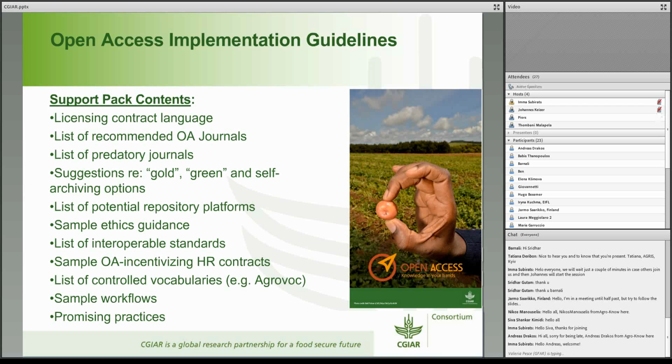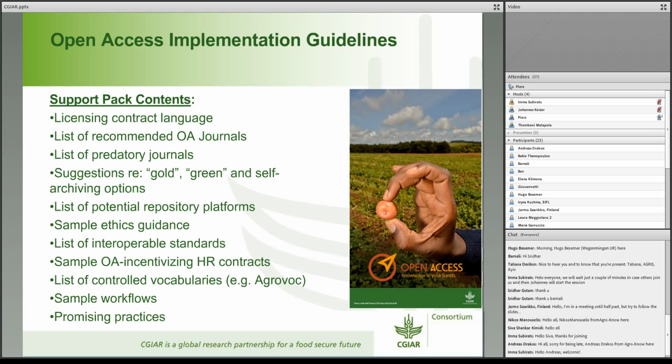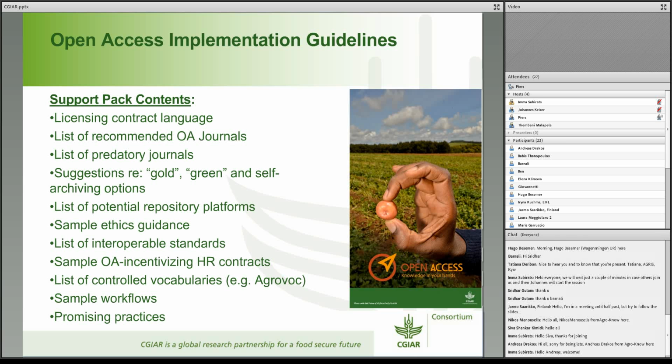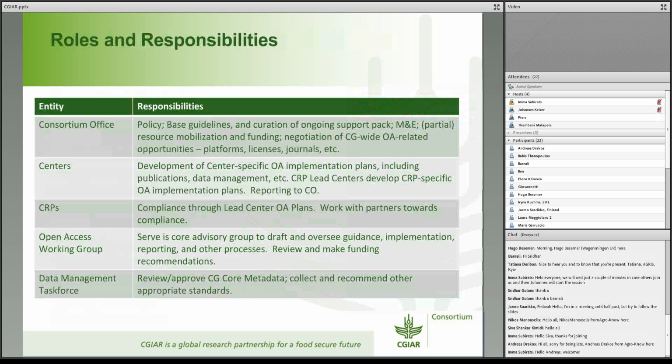The thing that was important was actually to outline the roles and responsibilities and try to distinguish between what is the role of the consortium office, where my team works, and the roles of the center. So the consortium is essentially responsible for the guidelines and the policy and the curation of the support pack. And then looking at when there are opportunities for negotiations, say with publishers, that would benefit the entire consortium. The centers, the research centers, then become responsible for their own implementation plans as long as they are compliant with the overall open access policy. And then the CRPs, our research programs, comply with the policy through the lead centers.